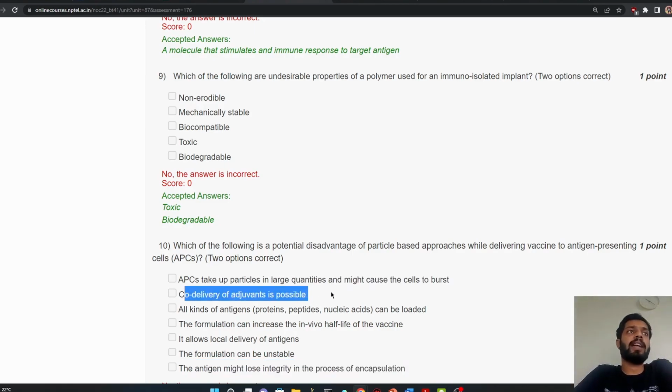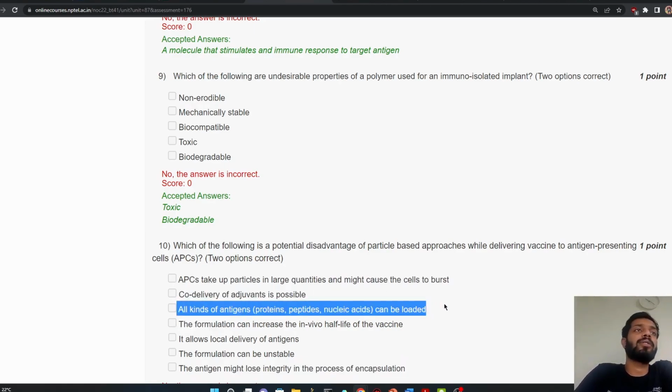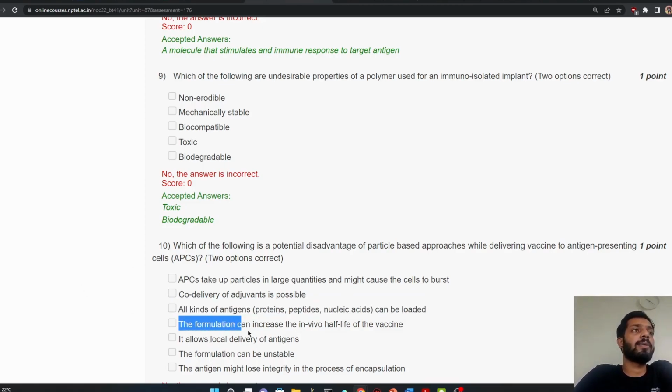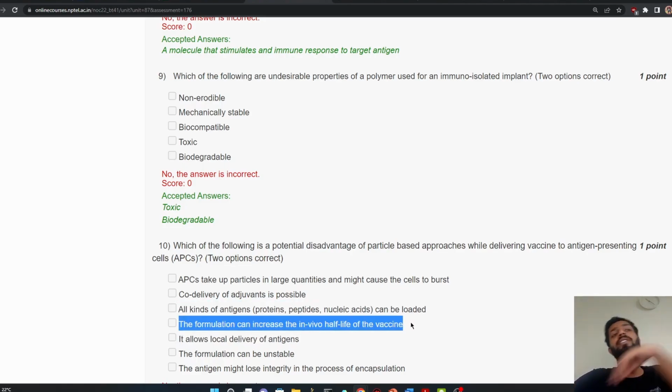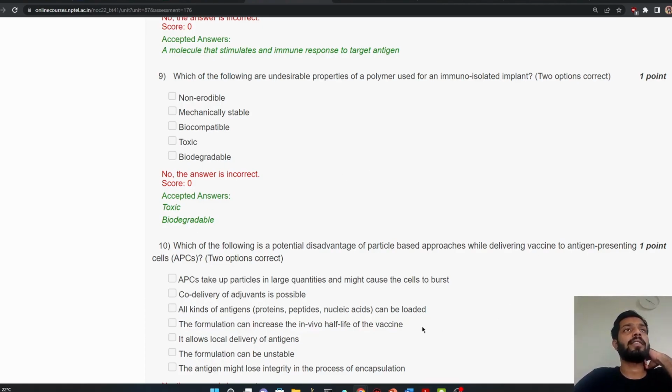So co-delivery of adjuvants is possible, right? But it's not a disadvantage; it's an advantage. All kinds of antigens can be loaded, yeah, to varying extents of encapsulation efficiency, but yes, all kinds of antigens can be loaded. And it's not a disadvantage, it's an advantage. So the formulation can increase the in vivo half-life of the vaccine. True, right? So the main reason why we use all these formulations is to increase the half-life of something inside the body, right? So that's the main advantage that these nanoparticles or particle-based approaches give us.